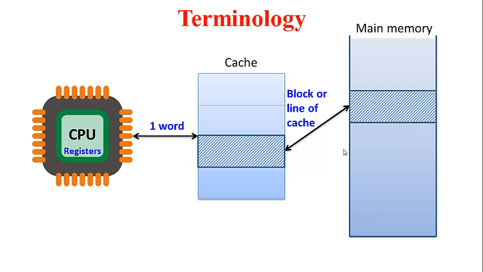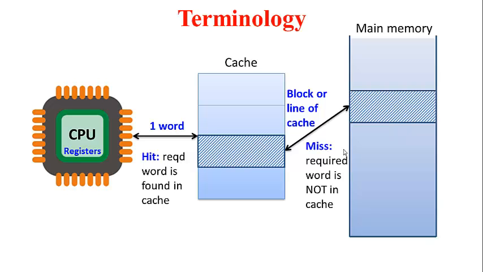When the processor finds what it is looking for from the main memory in the cache, this is known as a cache hit. The required word is found in the cache. On the other hand, if the required word is not found in the cache, that is known as a cache miss. Typically, when there is a cache miss, that corresponding block or line of cache has to be loaded from main memory onto the cache.